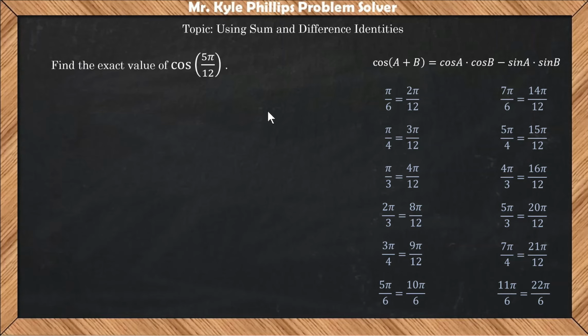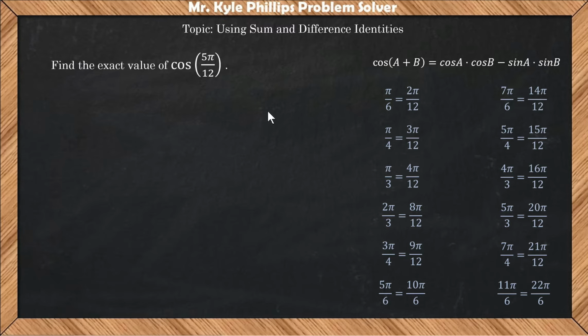Hey everybody, so in this video we are going to be talking about the sum and difference identities, and we're going to be working with cosine here. So the question says find the exact value of cosine of 5 pi over 12. Now the reason that these questions can be tricky is because 5 pi over 12 is nowhere on the unit circle, and we don't really know its exact value off the top of our head.